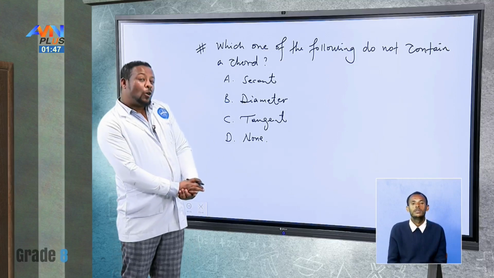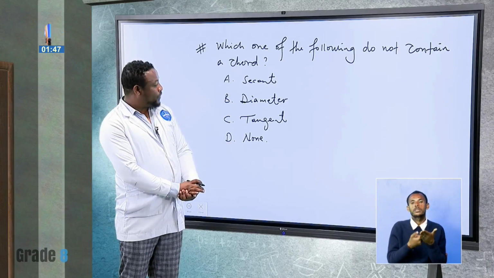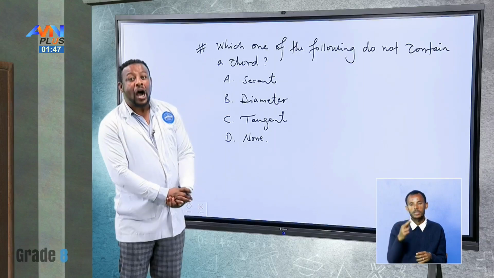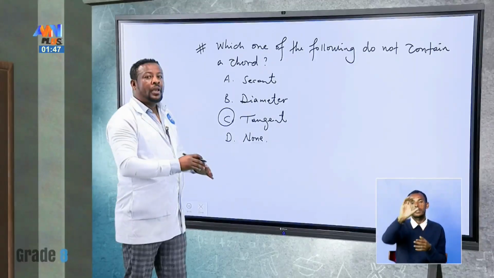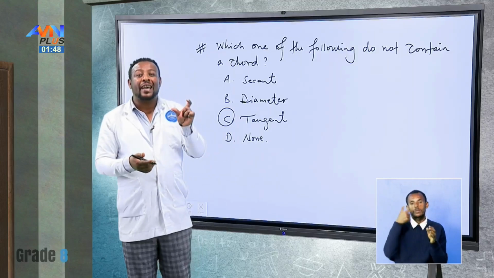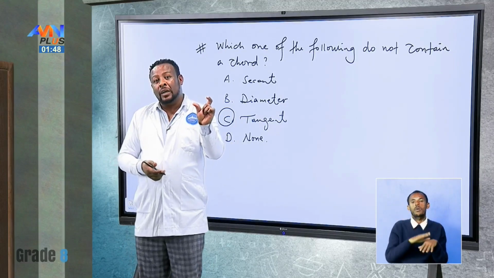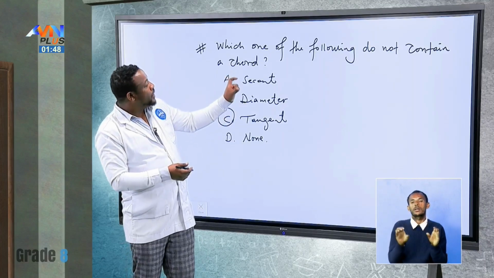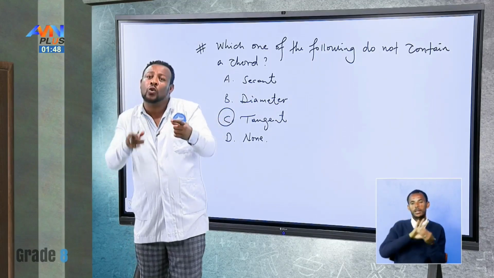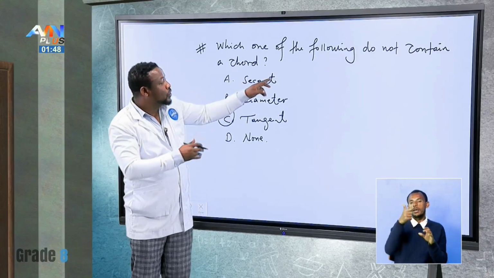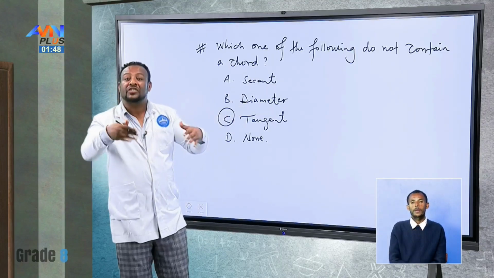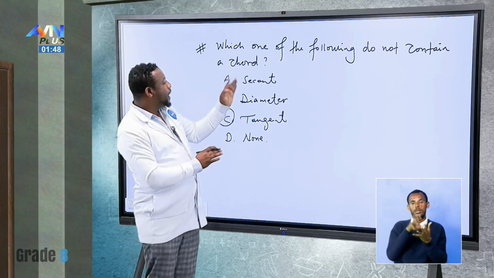I hope you guessed one of these four choices. Hopefully your answer is tangent, but you need to know the reasoning behind it. Our answer for this question is C. The question says which one of the following do not contain a chord. As we have said before, a chord is a line segment joining 2 points on a circle. So a chord can be on a secant line, because a secant line crosses or cuts the circle at 2 points. So the chord can be overlapping on secant. So it contains a chord. We are searching for a line that does not contain a chord, so A cannot be your answer.